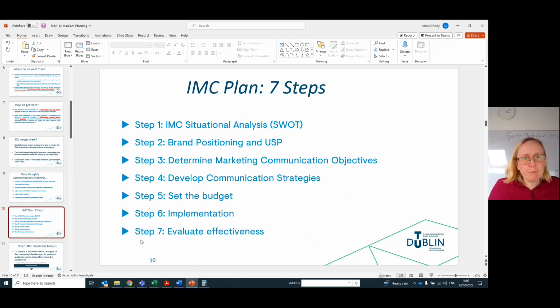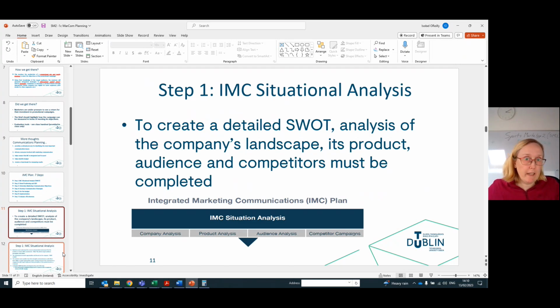So in coming up with the plan, we can follow a 7-step process, starting with the situation analysis, which includes the SWOT, brand positioning and USP, determine MarCom's objectives, develop comm strategies, set the budget, implement the plan, and evaluate. Always evaluate. And evaluations should be ongoing as well. As I said, we can have overall targets for the end of the campaign, but there should also be weekly and monthly targets, breaking that down so we can see, are we on track to hitting that final deadline?